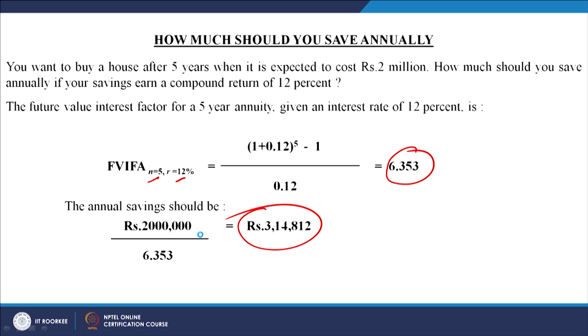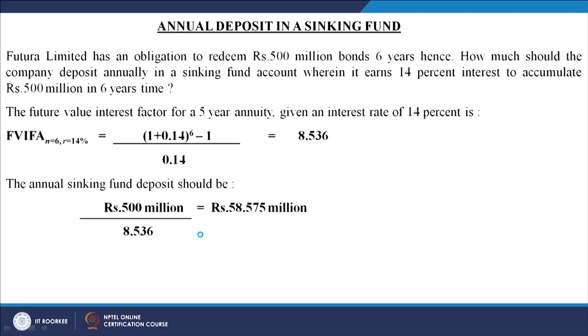If it earns a 12%, then certainly this amount will become 20 lakhs or 2 millions at the end of the 5 years. Next question is annual deposit in a sinking fund.